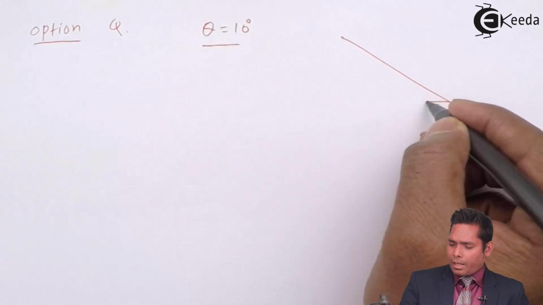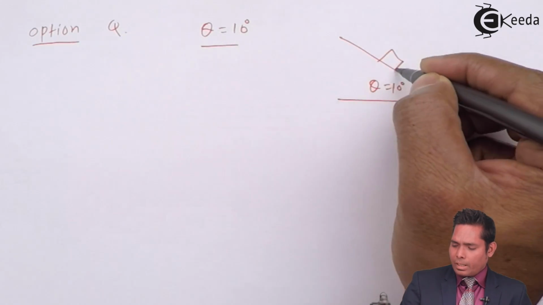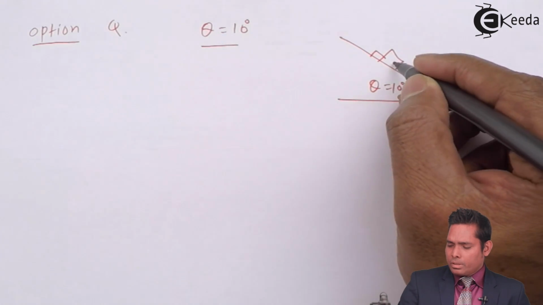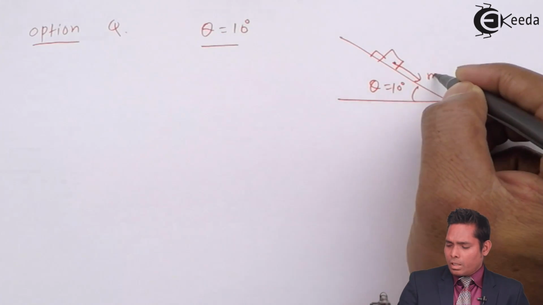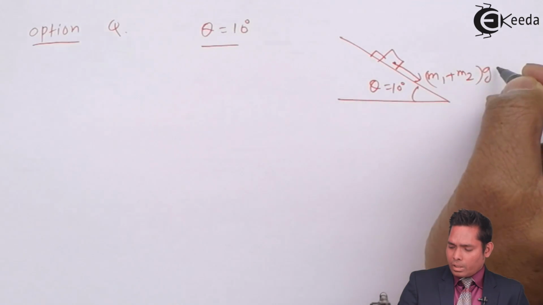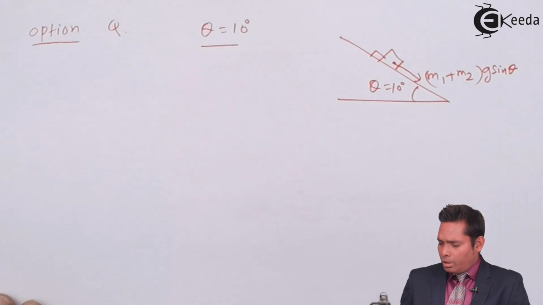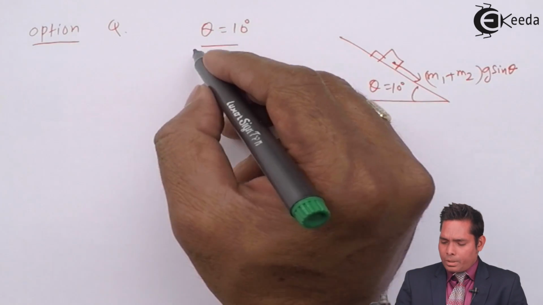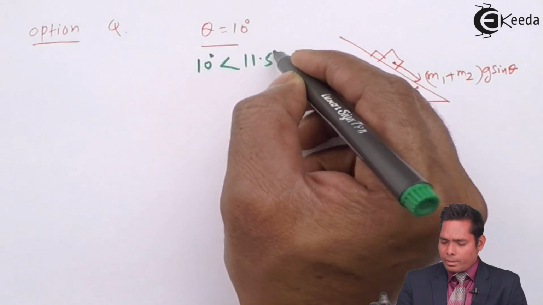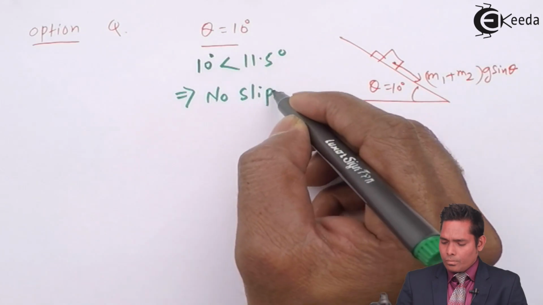So this is an inclined plane. I have taken theta as 10 degree. There's a block over here, another block is there. This M2 is important because here the external driving force is (M1 plus M2) g sin theta. And I've already seen that if theta is 10 degree, the 10 degree is less than 11.5 degree, implies no slipping.